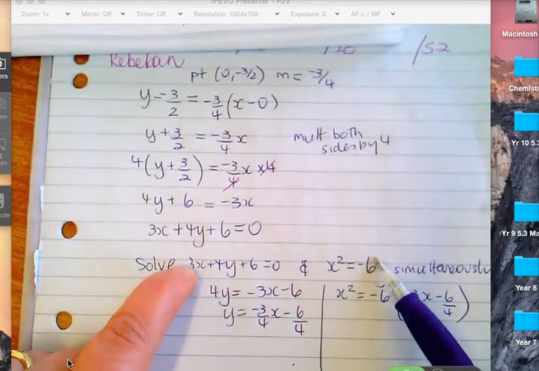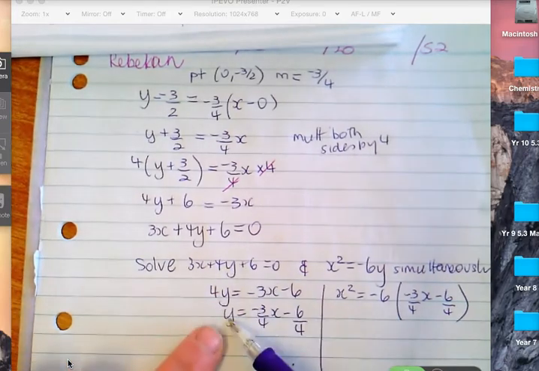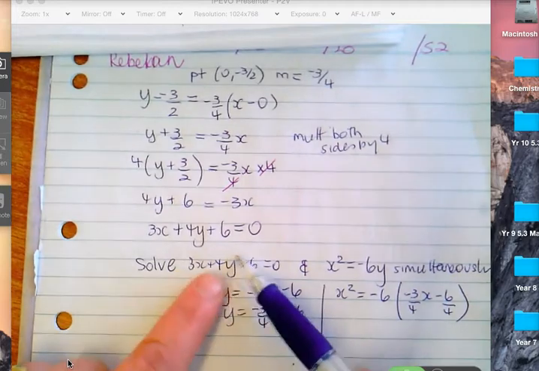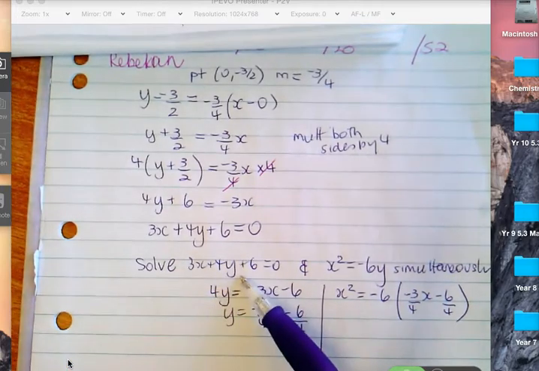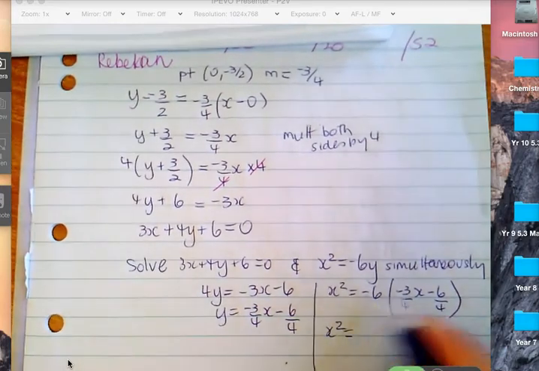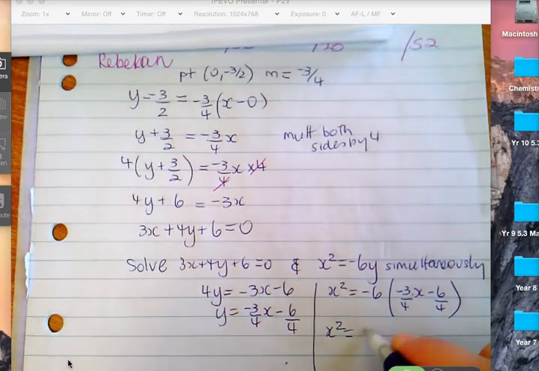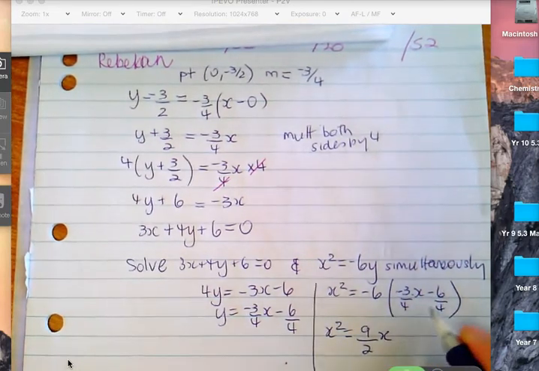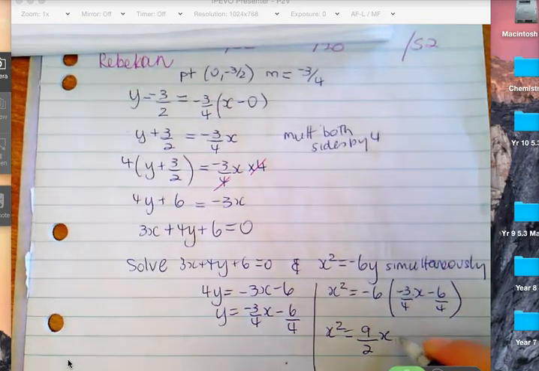To solve these two simultaneously, make y the subject of either one. You could have made y the subject of the other, but we don't want a y over x squared. Actually, it may have been better, but it doesn't matter. So x squared is, multiplying those two, 18 on 4, which is 9 on 2. Multiplying minus 6 by minus 6 on 4, you get positive 36 on 4, which is 9.